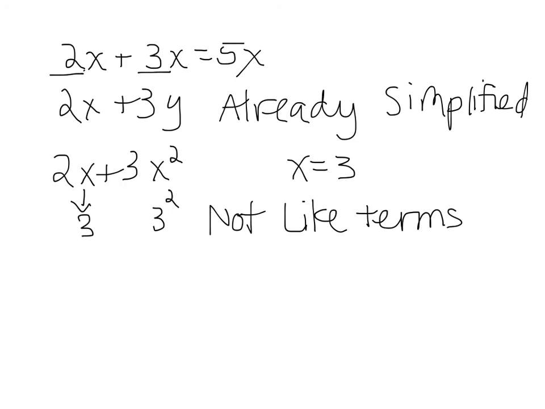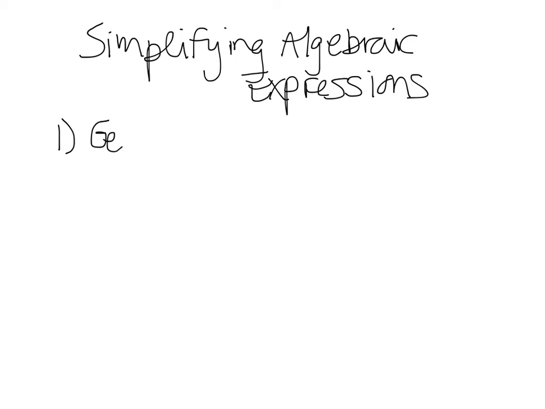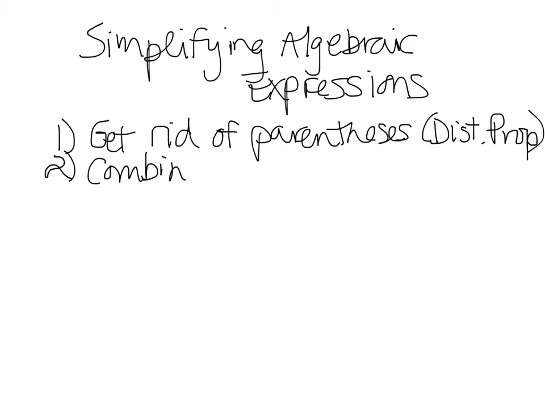So how does this apply? What do we have to do here? Some steps for simplifying algebraic expressions. Okay, and we're really putting together a couple of things here. The first thing is if there are parentheses, you get rid of parentheses, and I don't just mean you erase them. You need to use the distributive property, which nobody had many questions on today, so I assume you get it. Then you have to combine like terms.